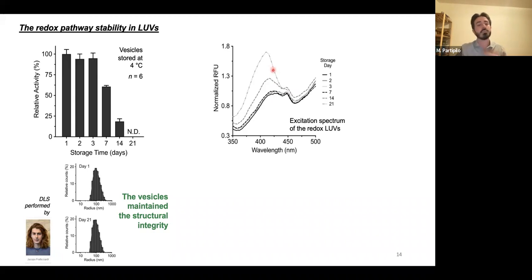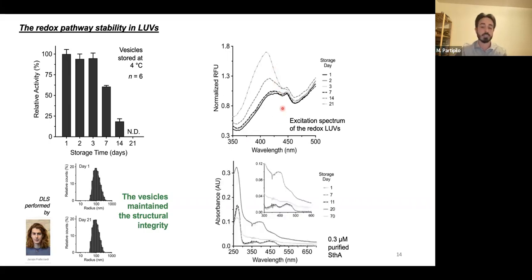For this reason, we took the approach of taking our enzymes and testing them in the same condition of the vesicle. So we stored them at 4 degrees, and we then observed if one of the single enzymes was changing the optical properties. And indeed, we found out that there was an enzyme that was behaving in a similar way to what we observed from the vesicles incorporating the full pathway. And this enzyme was the soluble transhydrogenase.